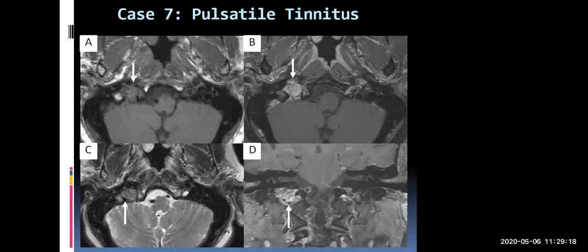Or they say, if I put a pillow underneath my neck, the sound will stop. So they decipher themselves that the sound is coming from that vessel. I'm going to let you study this image for a minute before I go through it with you.